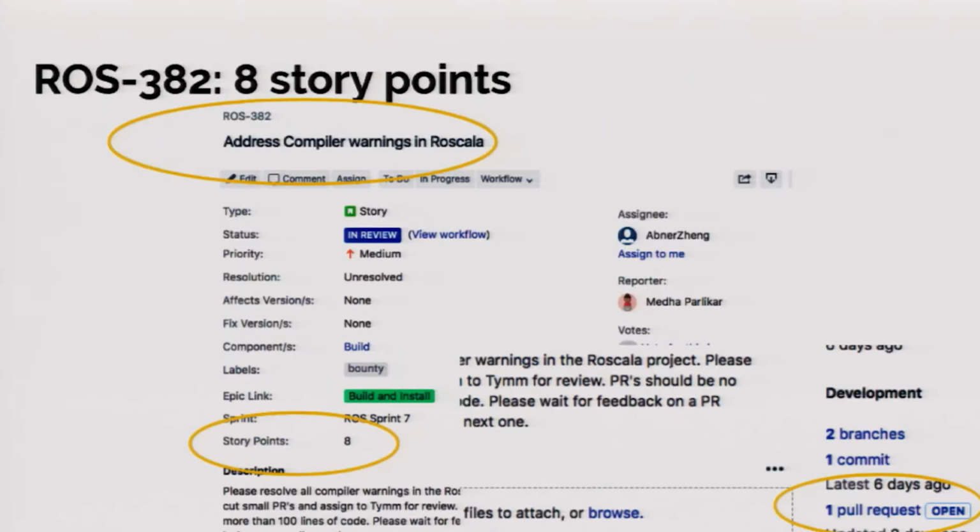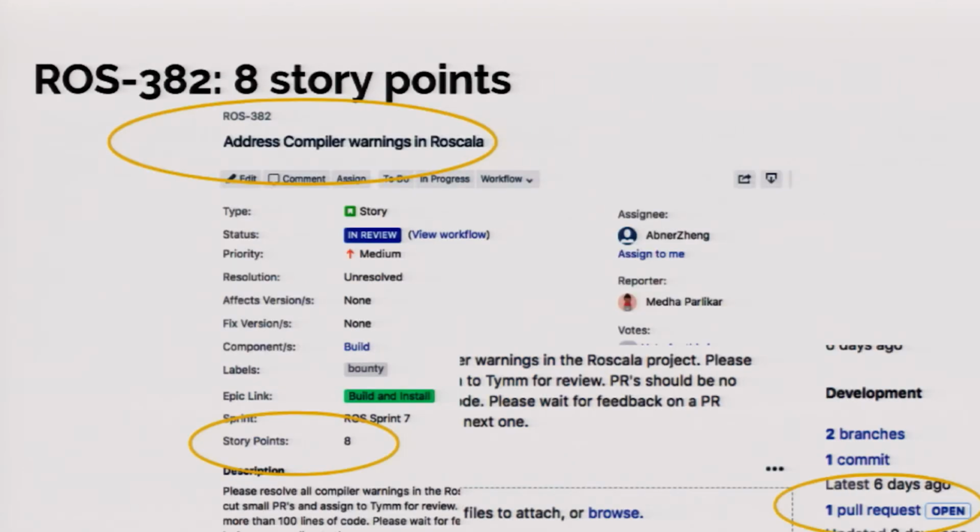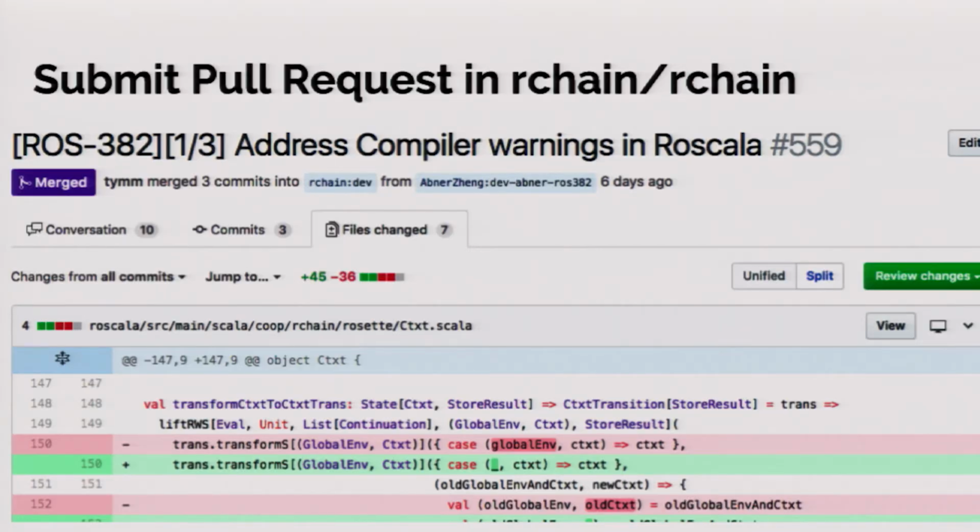Jira also keeps track of pull requests, so you can follow a link right there to the pull request and see what he did. There's this global env variable that wasn't used, so you replace it with an underscore, and now the Scala compiler is a little happier. His first attempt at some of these wasn't quite right. He hadn't read all of the documentation about the coding style guidelines, so they said that's not quite right, and he went around the loop a couple times.